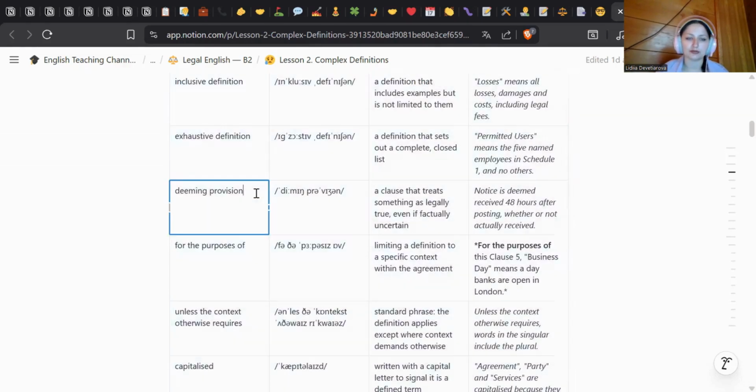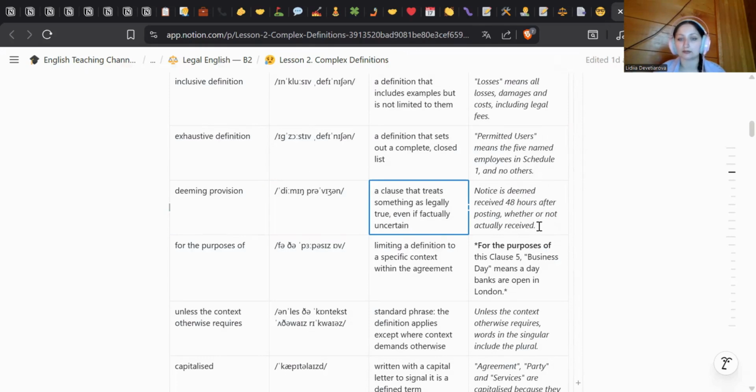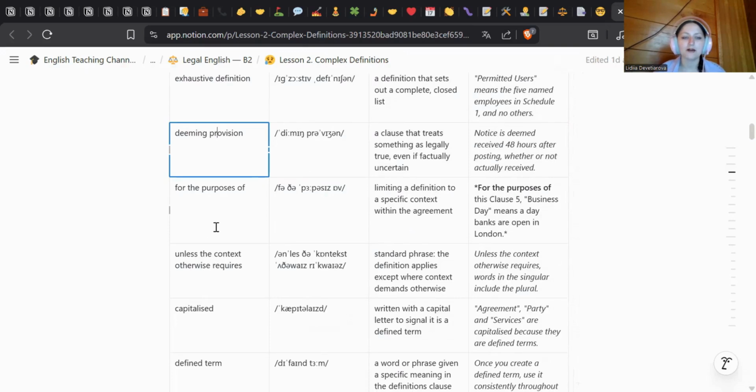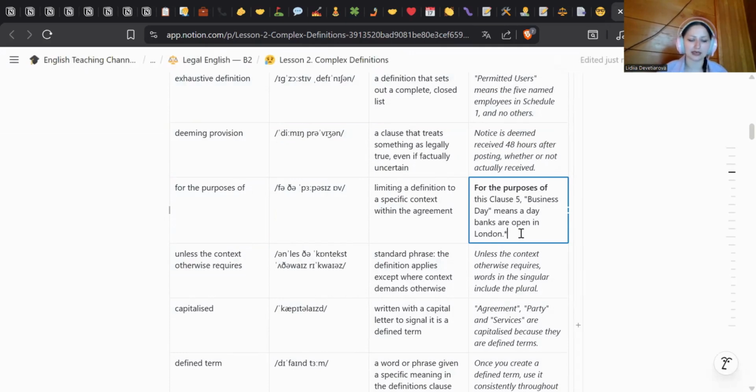Deeming provision. A clause that treats something as legally true even if it is factually uncertain. Notice is deemed received 48 hours after posting, whether or not actually received. Okay? For the purposes of. It is a limiting definition to a specific context within the agreement. For the purposes of this clause 5, business day means a day banks are open in London.